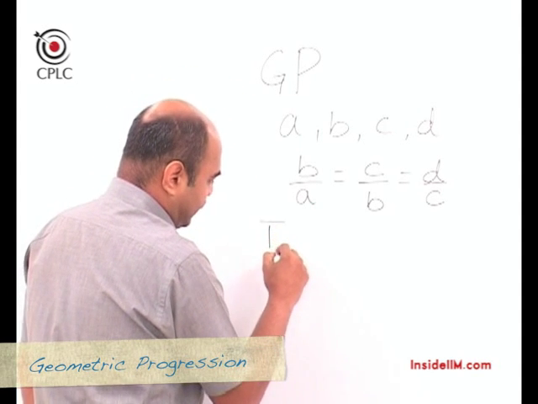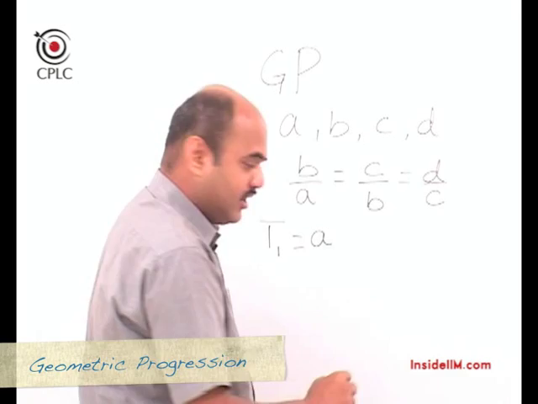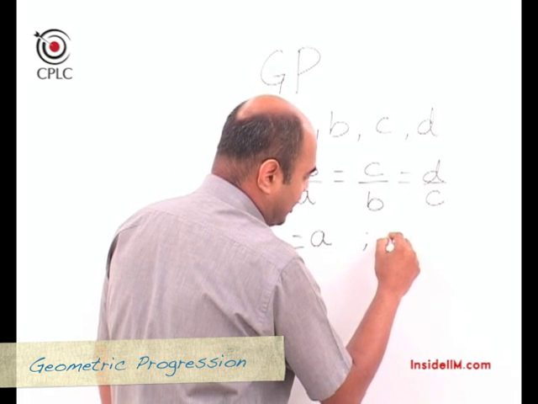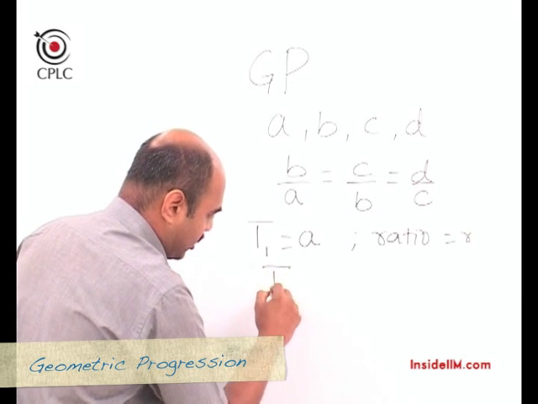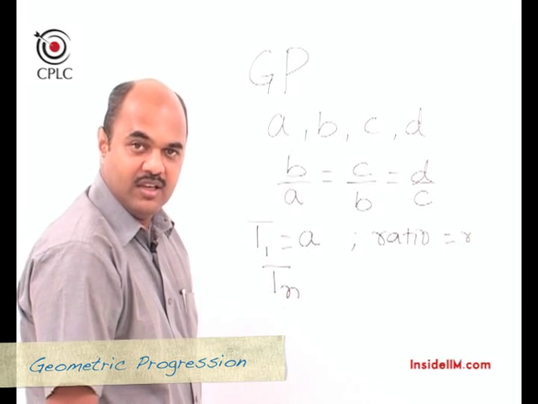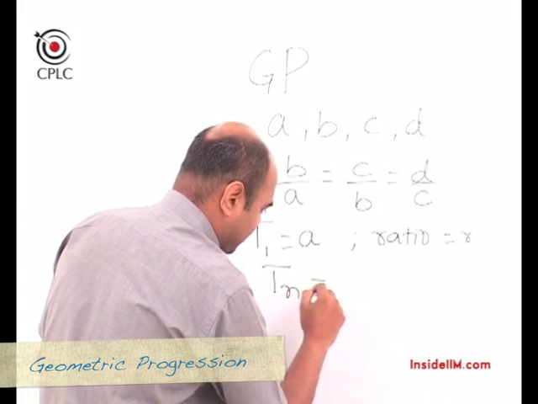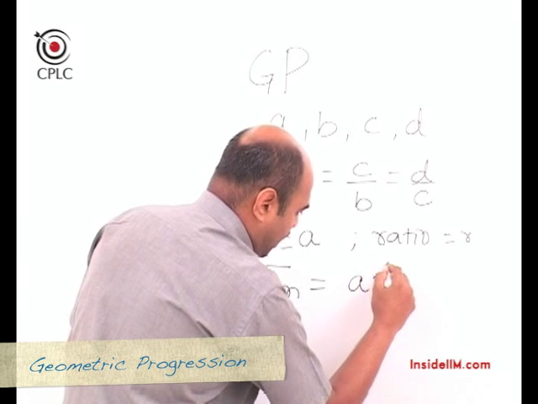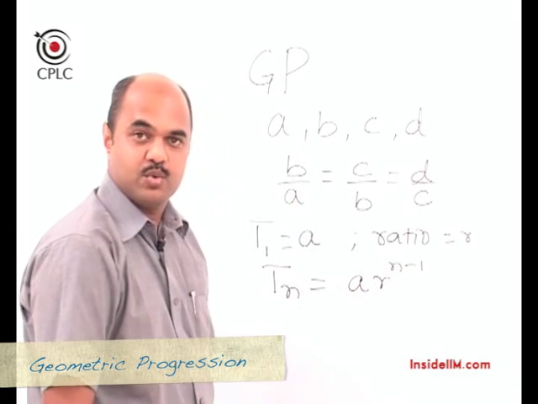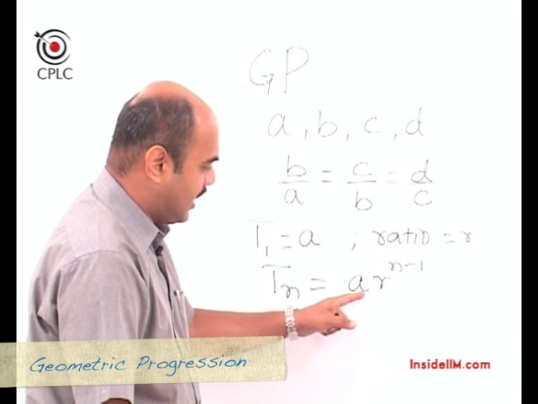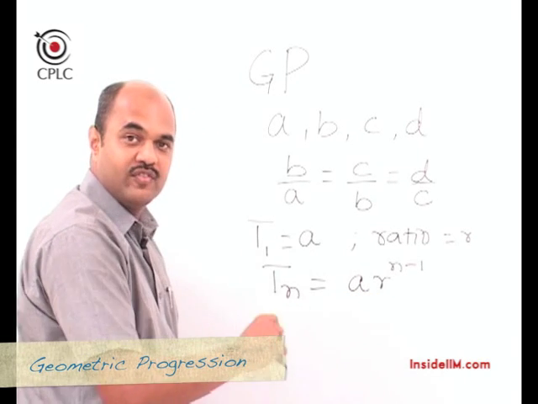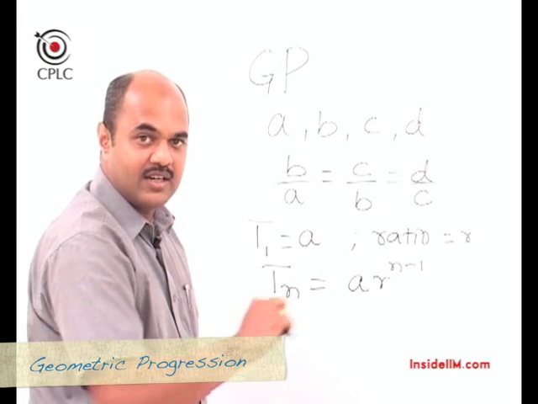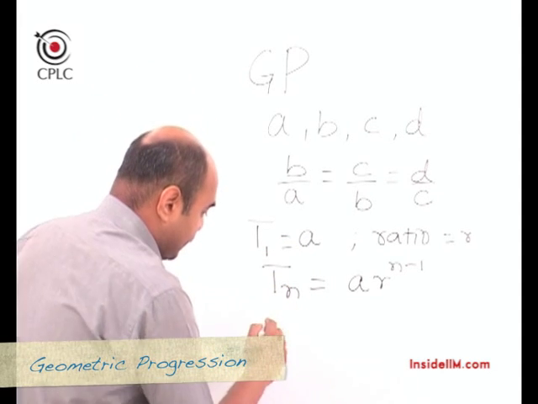If we denote the first term as a, and this common ratio as r, then we have a formula for the nth term in a geometric progression, which is given as a into r raised to n minus 1. So if the values of a and r are given to us, then we can find out the value of any nth term in that geometric progression.